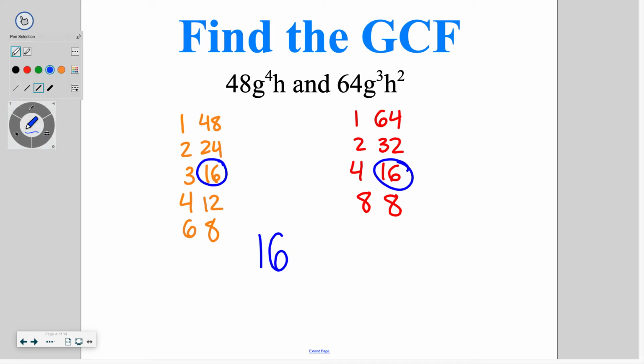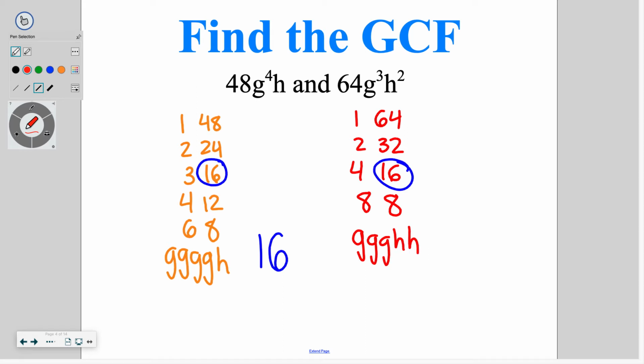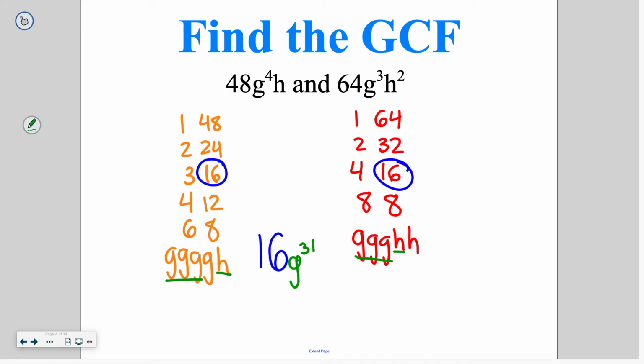Then if I write these variables out, g to the fourth means g, g, g, g, and then I've got an h. And on the other one, I've got 3 g's and then 2 h's. So we're looking for the greatest common factor, the things that they have in common. So if we're looking at this, there's 3 g's over here, and I can pull out 3 g's over here. So that gives me g to the third for the g variable. And then I can pull out 1 h from each monomial for the other part.